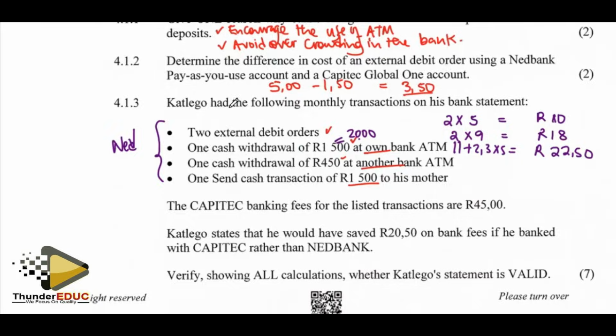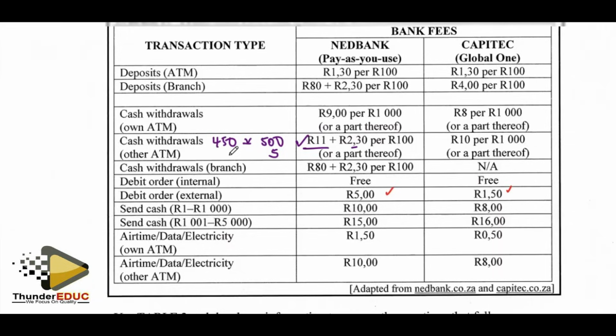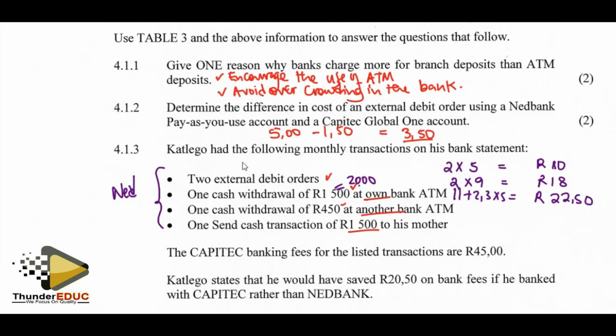Then he has a cash send of 1.5. So they will ask how much is the cash send. A cash send of 1.5 belongs here. He paid 15 rands. Let's add everything up: 10 plus 18 plus 22 rands 50 cents plus 15. You end up having 65 rands 50 cents. This is for Nedbank.